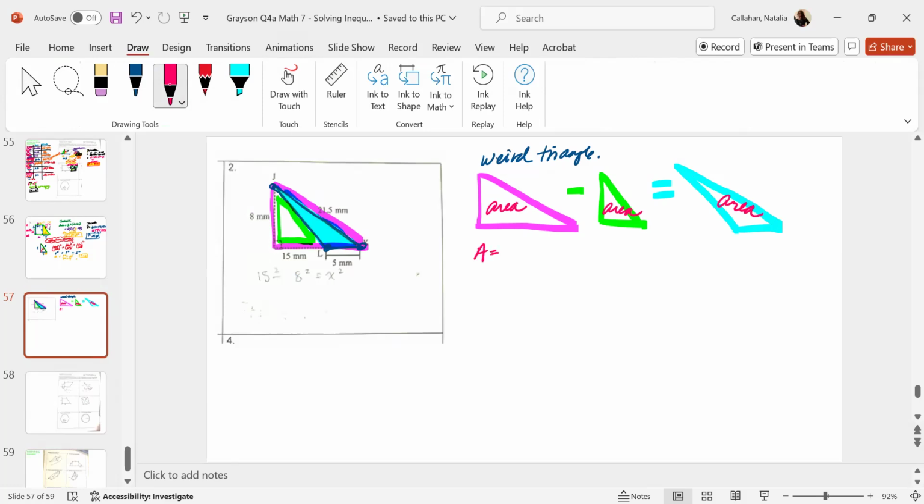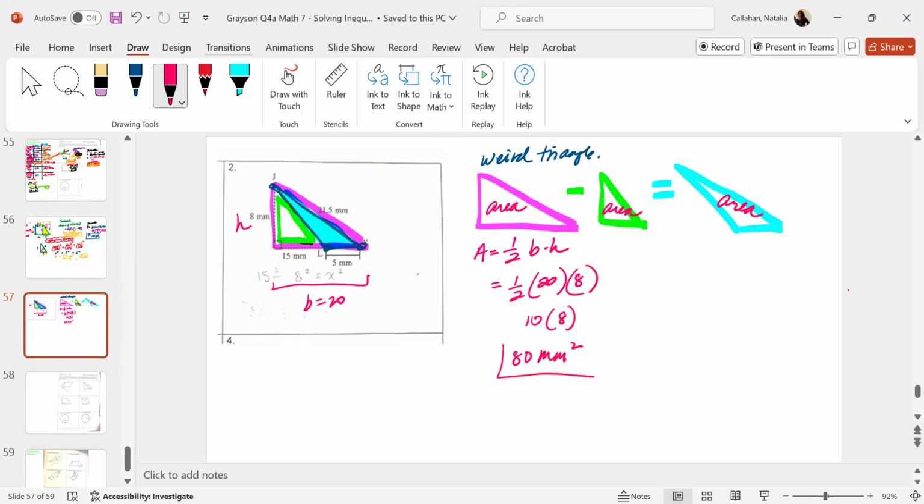How do you find the area of this pink triangle? What is the base? We'll write down the formula first. Pink triangle, right? What's the base? Do you understand how I got 20? What's the height? Half of 20 is 10. Do you see how I'm doing this? So 80 millimeter squared. That is your area of that pink triangle.